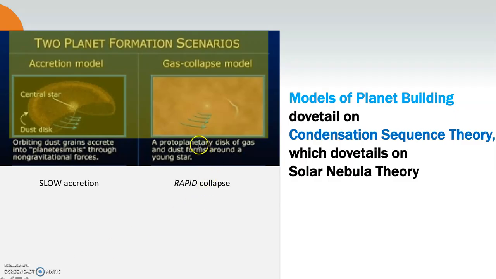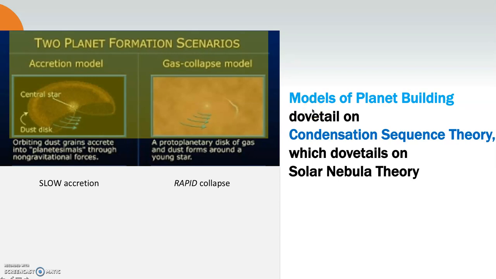That really talks about the protoplanetary disk from the solar nebula theory and the dust that's forming throughout the entire disk. So in other words, we're still working on solar nebula theory. We're adding on condensation sequence theory. Now we're adding on these theories of planet building.